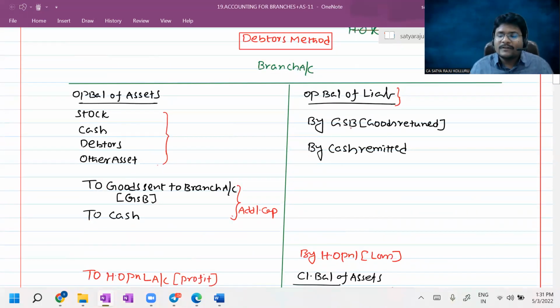Whenever such goods are returned by the branch to the head office, whenever cash is remitted by the branch to the head office, then we can call these things drawings. Sir, no author or no book contains this explanation. This is out of my own analytics; I worked it out myself.